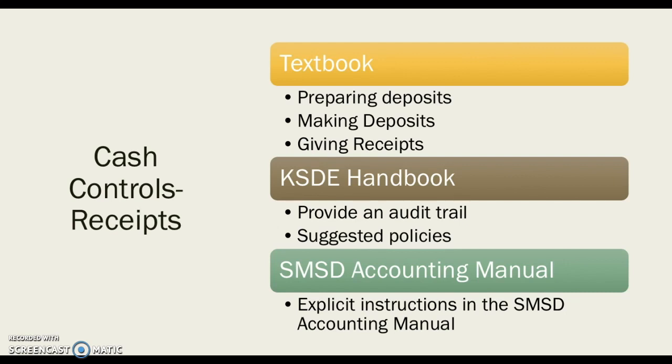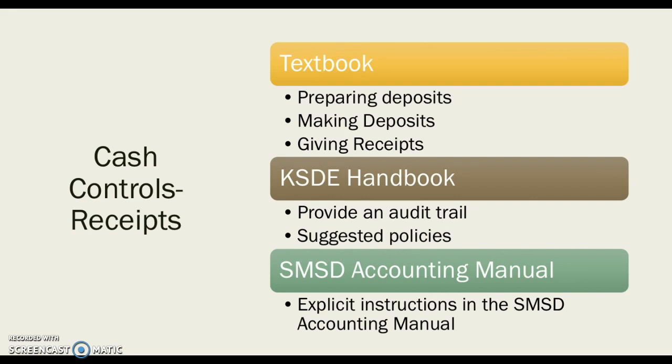SMSD follows the suggested guidelines in the book and incorporates most, if not all, the suggested KSDE policies into their accounting manual. So KSDE says provide an audit trail. Have a paper trail, have an electronic trail. It also suggests policies related to money collected should be substantiated by pre-numbered receipts, receipts that show cumulative readings, pre-numbered tickets, a student organization sponsor, keeping records of cash collections by source.